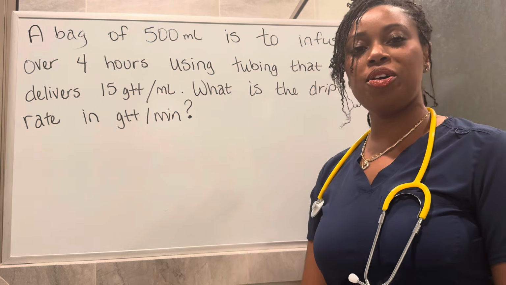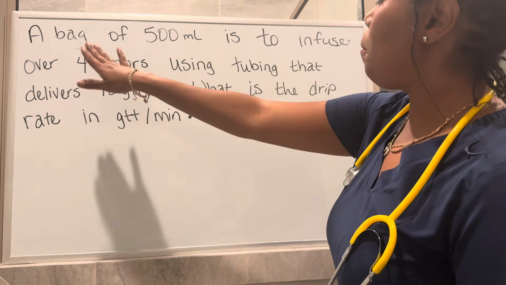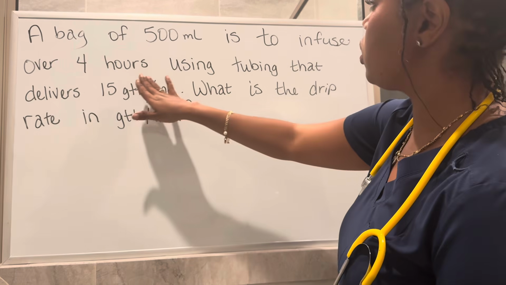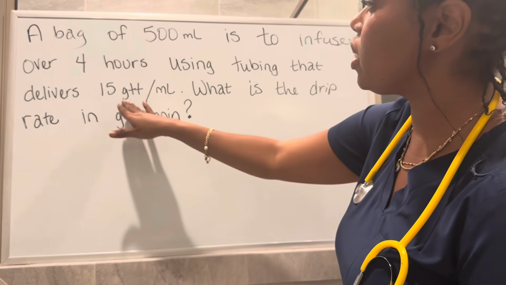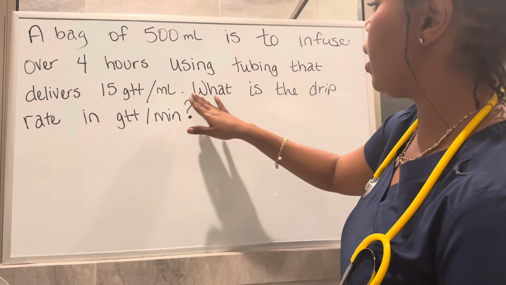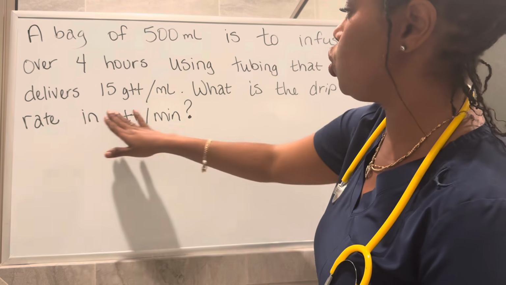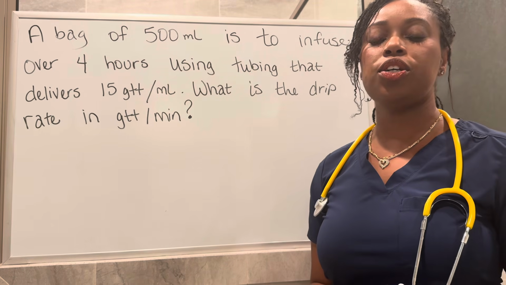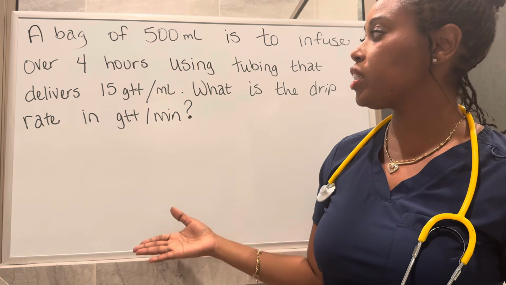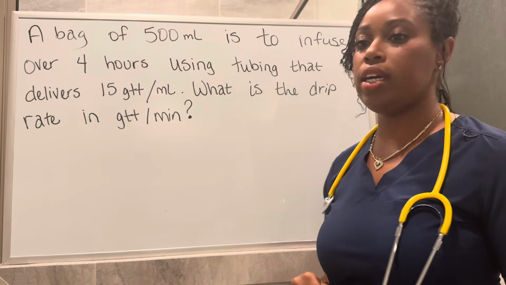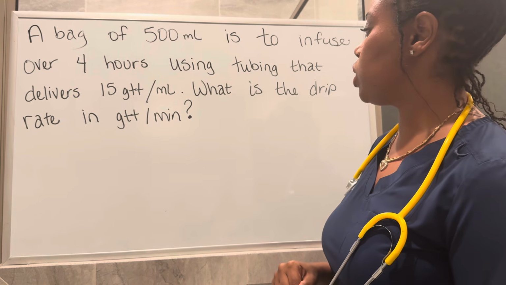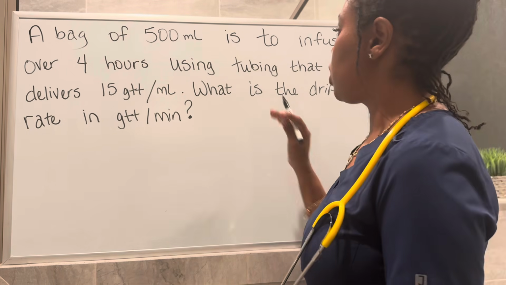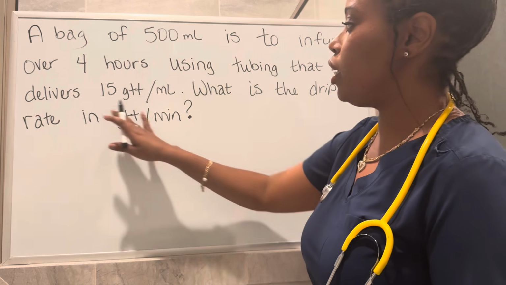Okay guys, let's go to our next equation. All right, a bag of 500 mLs is to infuse over 4 hours using tubing that delivers 15 drips per milliliter. All right, what is the drip rate in drips per minute? All right, so again, to start this equation, we want to make sure that we're putting first what we need to end the equation with, okay? And we know we need to end the equation with drips per minute because that's what they're asking us for, okay? So what is the drip rate in drips per minute?